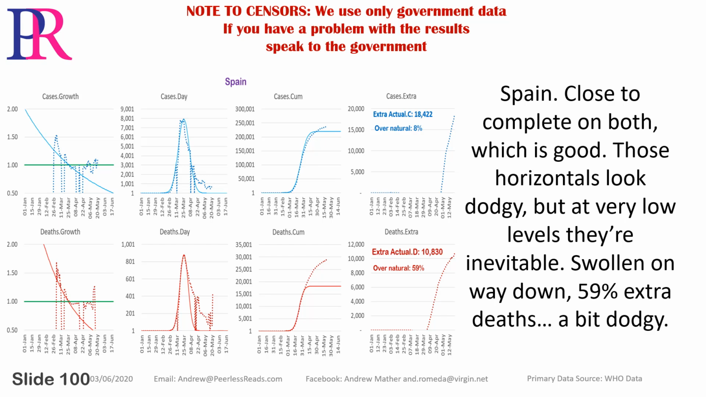Spain, close to complete on both, which is good. Those horizontals look dodgy, but at very low levels. They're inevitable. Swollen on the way down, 59% extra deaths, a bit dodgy.